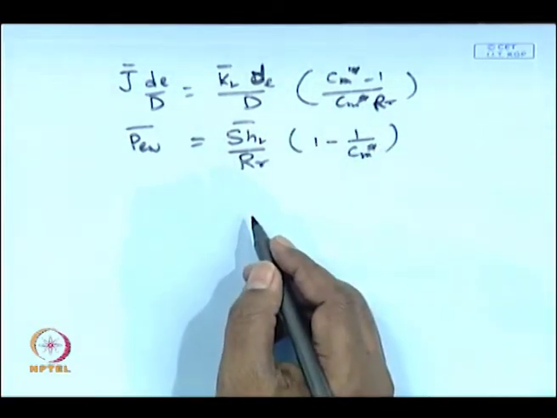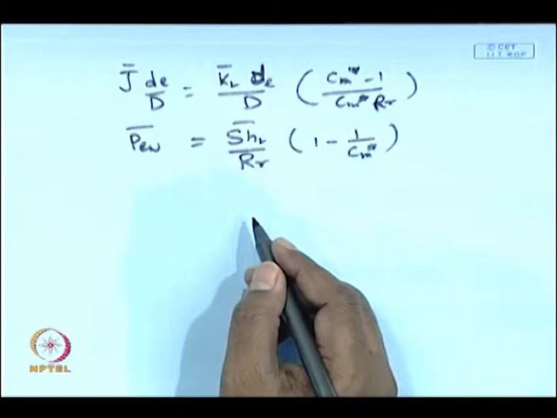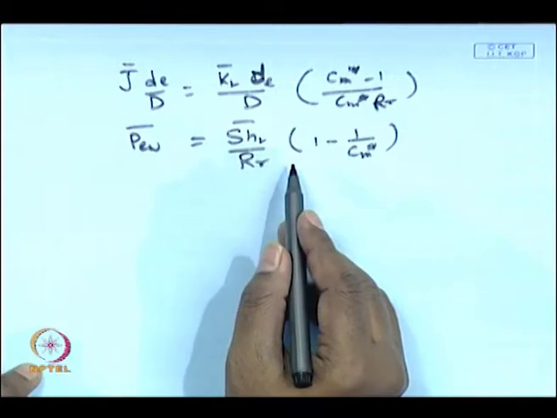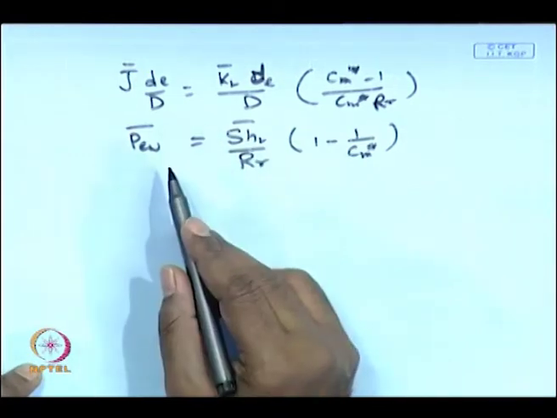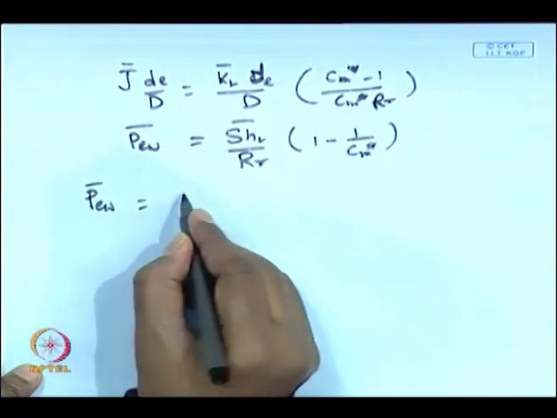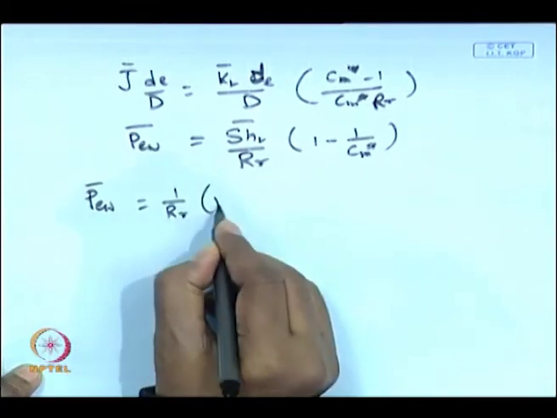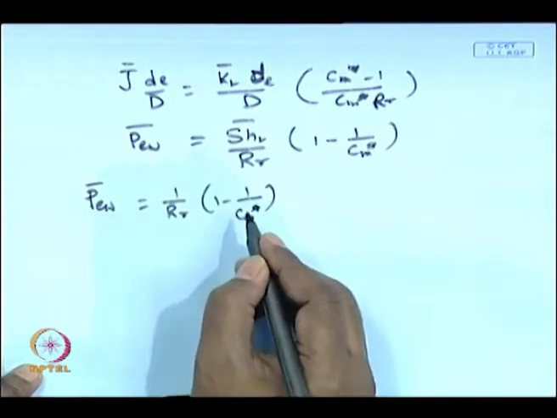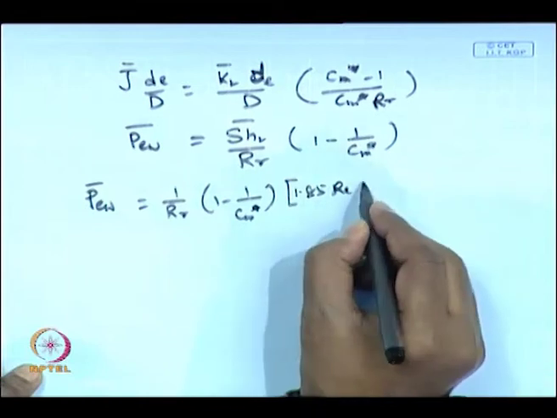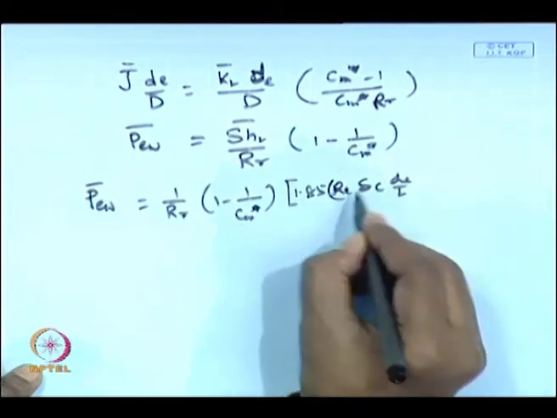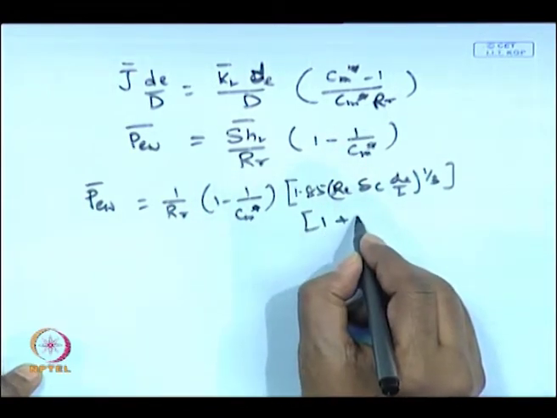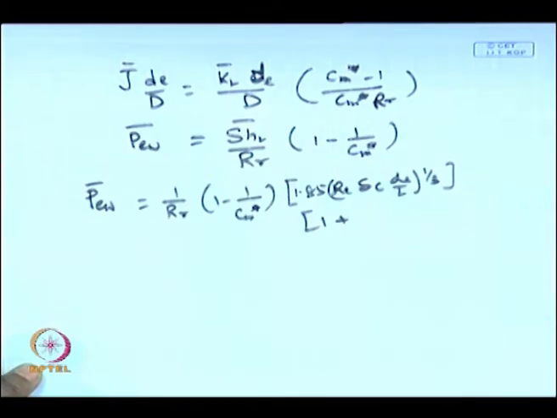Okay. So you will be getting the expression of permeate flux in terms of length average Sherwood number, and we know the expression of Sherwood number in terms of PW. If you write that, you will be getting this as 1 over RR times 1 minus 1 by Cm star, and what is the length average Sherwood number? This will be 1.85 Reynolds Schmidt d by L raised to the power 1 upon 3 multiplied by 1 plus 0.02 lambda, right. That was the expression, I guess.